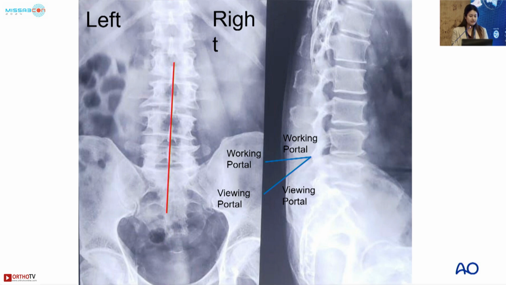Similarly, on the right side, this is the medial spinous process line. This is the medial pedicular line. This is the spinolaminar line. This is the trajectory for the working portal and this is the trajectory for the viewing portal. Here the surgeon is standing on the right side and the working portal is on the cranial side.